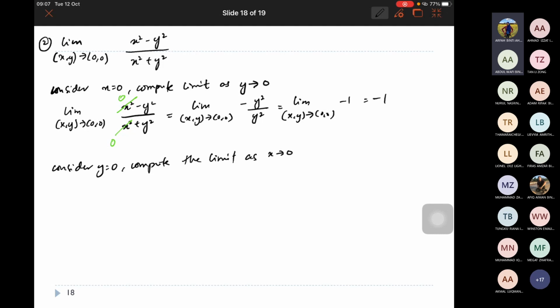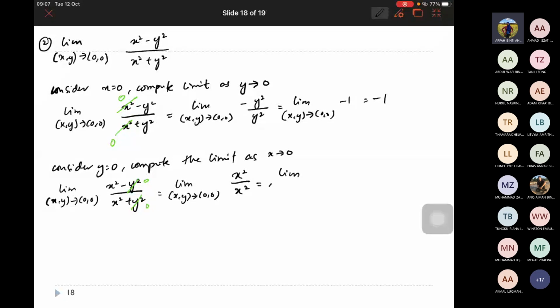One, correct. Okay, so consider y equal to 0. The limit as x approaches 0, you will have the limit of x, y approaches 0 of x squared minus y squared over x squared plus y squared. But this time around, the one that's going to be 0 is y. So you will have the limit of x, y approaches 0 of x squared over x squared, equal to the limit of x, y approaches 0 of 1, which equals 1.